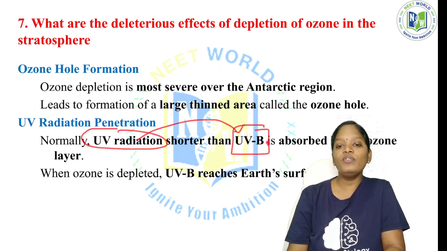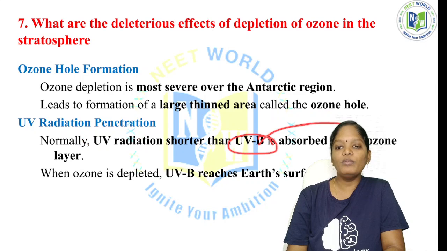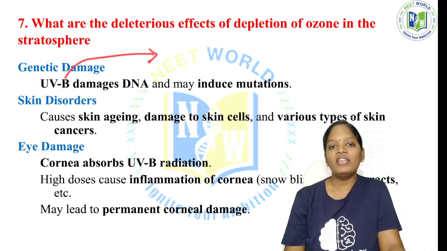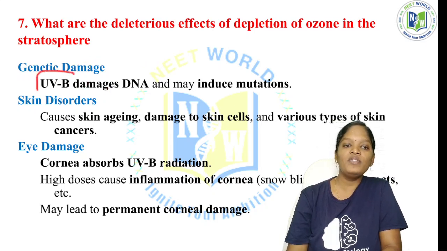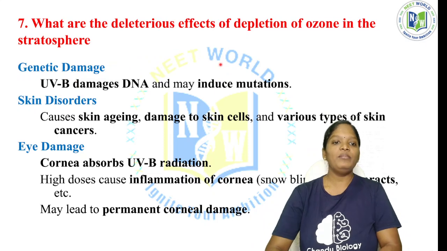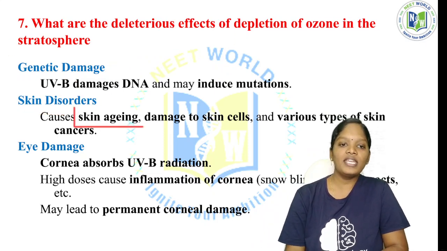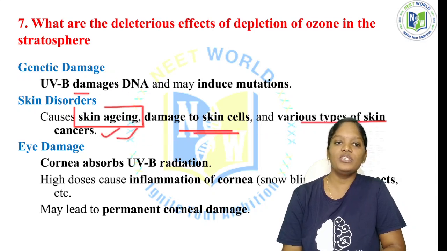So what I'm trying to say is, UVB is absorbed more by the ozone layer. Whenever the ozone is depleting, this UVB is not absorbed and reaches the earth's surface, where humans live. In humans, this UVB damages the DNA and induces many mutations. As a result, it is very carcinogenic. So that is skin aging, damage to skin cells, and various types of skin cancers as a result of UVB.